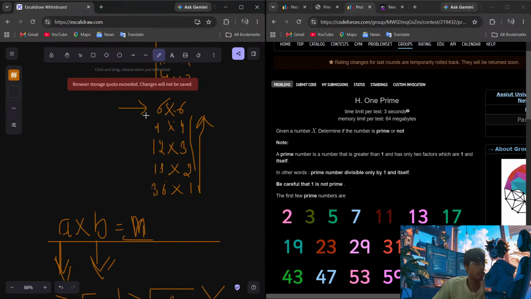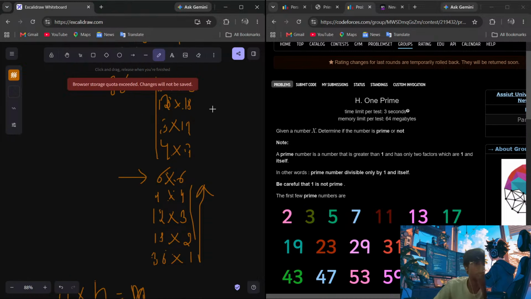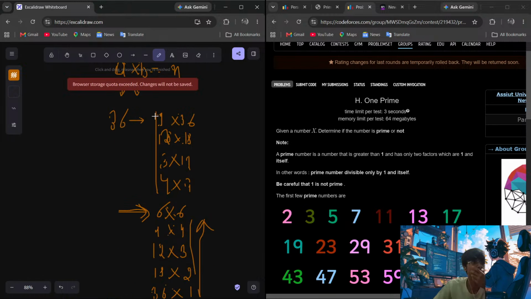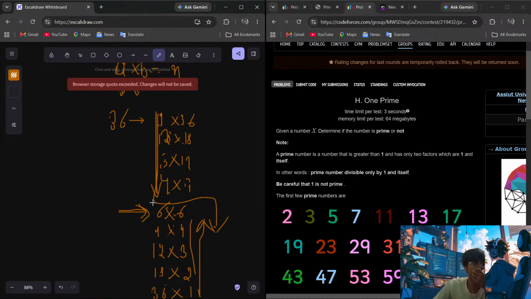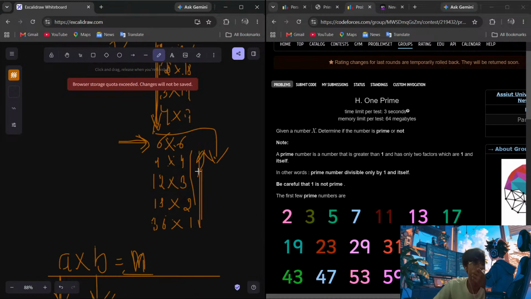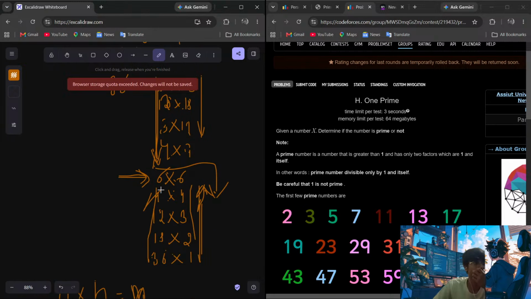So there is one possibility, and we observe that this is a pivot point, and after this point the factors will be repeating. Which factor is repeating? This factor is repeating here and this factor is also repeating here. It means that after the pivot point, no new factor is generated.